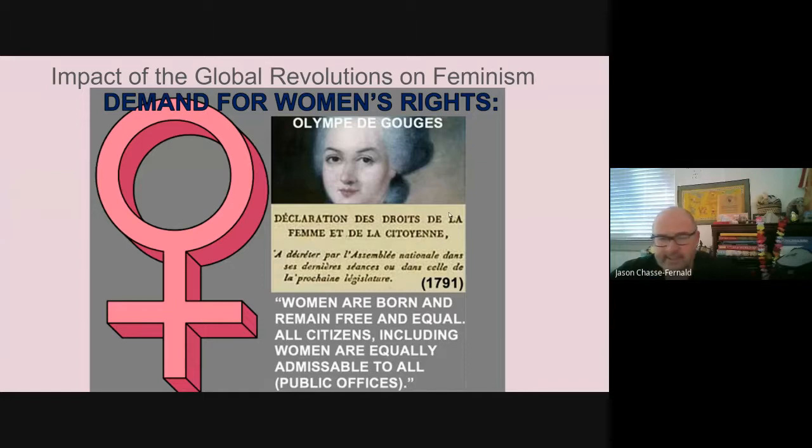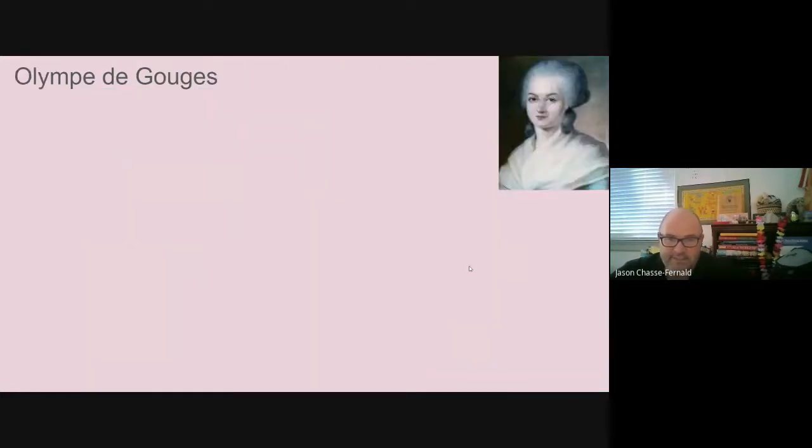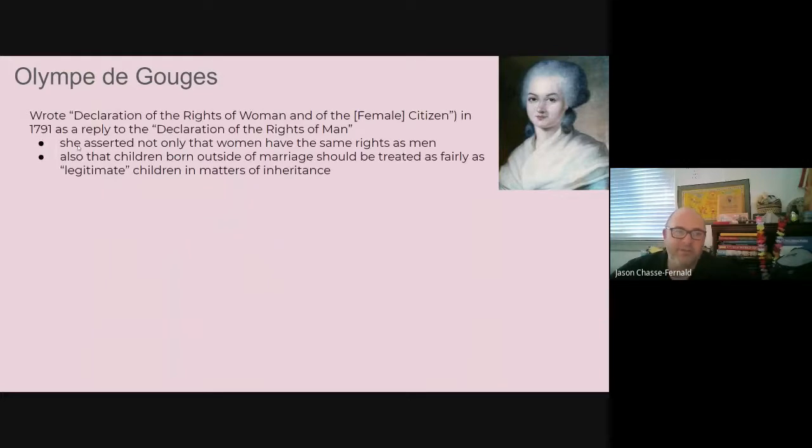One other person I do want to mention in this early women's equality, women's rights movement is Olympe de Gouges, right? So women are born and remain free and equal. All citizens, including women, are equally admissible to all public offices. All right. So the same time frame as Wollstonecraft, but she is French instead of British. So she's in the middle of the French Revolution.